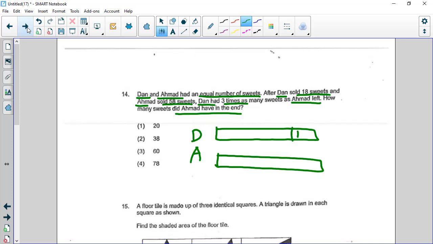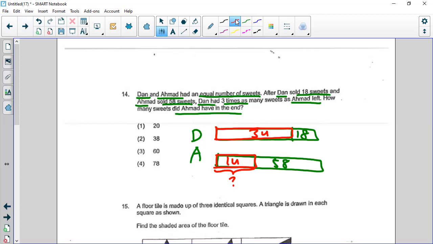So you cut here, and Ahmad sold 58, cut a bit longer. And where is the after model? The after model will be the red color boxes over here. This is the after model, and then now has 3 times as many as Ahmad. Okay, so that is your before and after model put together inside the same model. All right, so how many sweets did Ahmad have in the end? So your question mark is over here.